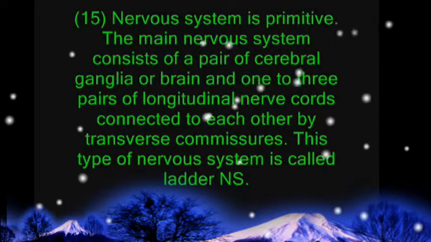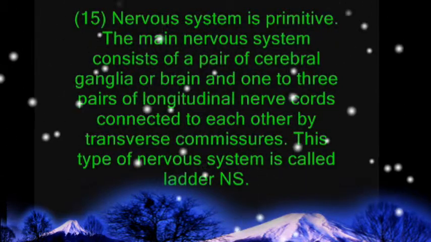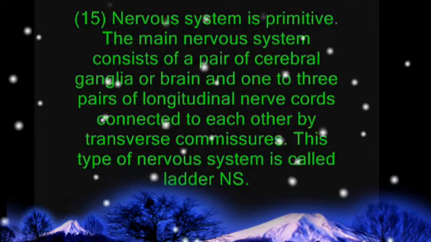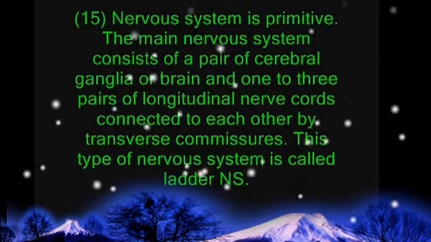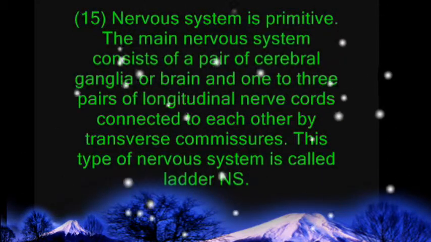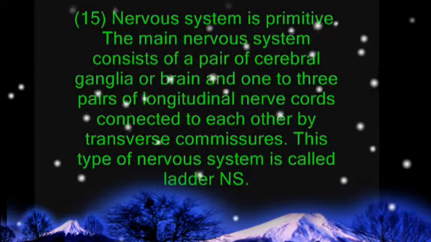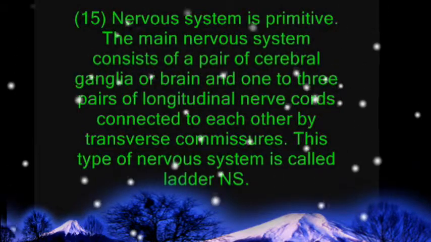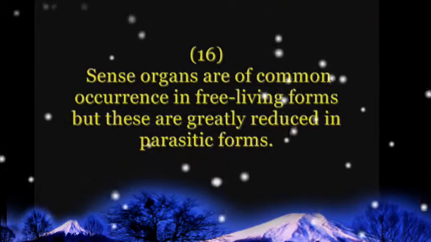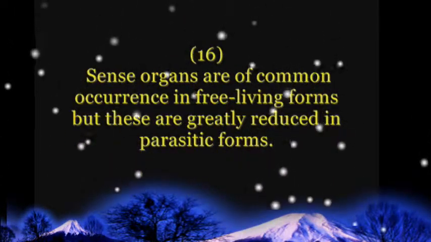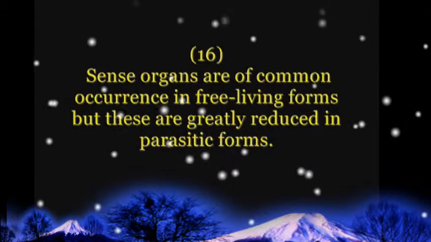Fifteen. Nervous system is primitive. The main nervous system consists of a pair of cerebral ganglia or brain and 1 to 3 pairs of longitudinal nerve cords connected to each other by transverse commissures. This type of nervous system is called ladder type of nervous system. Sixteen. Sense organs are of common occurrence in free-living forms, but these are greatly reduced in parasitic forms.